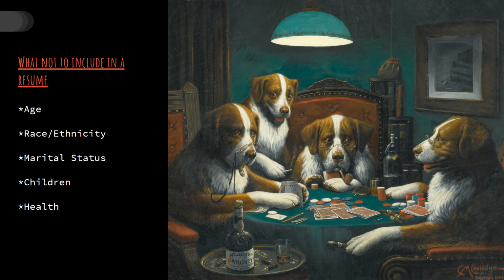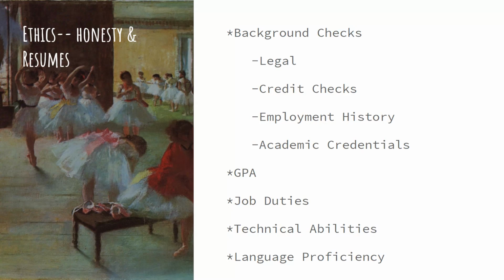So, of course, they don't really want to know some of that stuff if you have children, or how old you are, your race, or your marital status, or if you have a health issue or something like that. That could become legally dicey for a company to be dealing with, and it's not really relevant to your job performance. So you can just leave that off. Anything that's incriminating, of course, you would want to leave off.